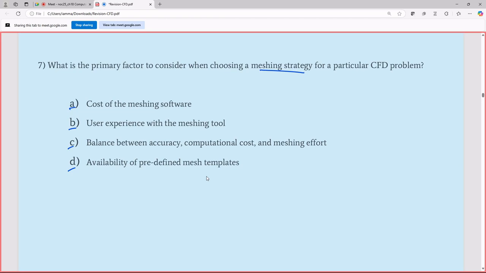So the question is on meshing strategy of a CFD problem. What will be the primary factor to keep in mind while choosing a meshing strategy for a particular CFD problem? Options are: option A, cost of the meshing software; option B, user experience with the meshing tool; option C, balance between accuracy, computational cost, and meshing effort; option D, availability of predefined mesh templates.